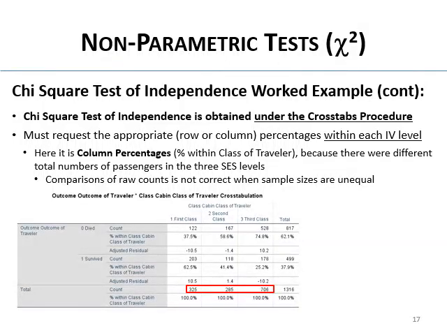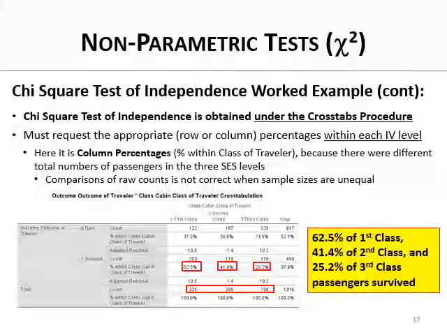And the problem is, if you just compare raw counts, all things being equal, there's going to be more people surviving in the group that's bigger, right? Turns out this is a really good example because that's not the case, but normally that would be the case. So you do have to be careful. So 62.5% of the first class folks survived, 41.4% of the second class, and only 25.2% of the third class. So those sure seem different, right?